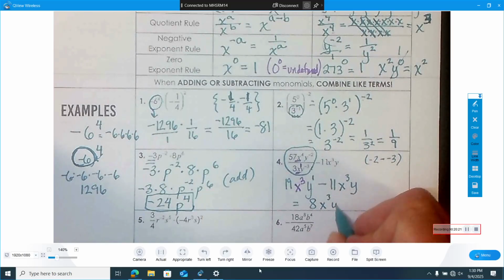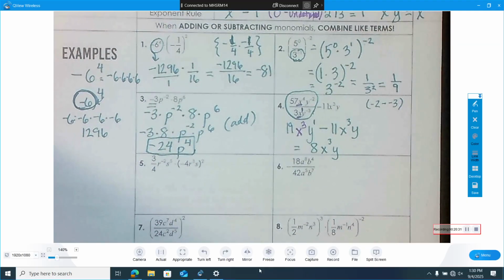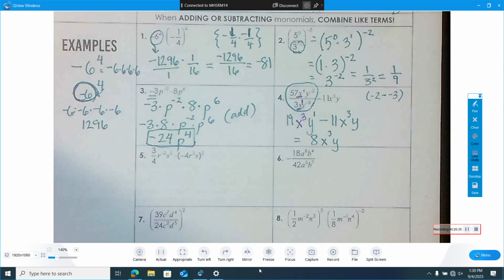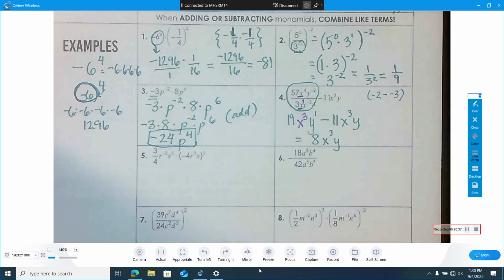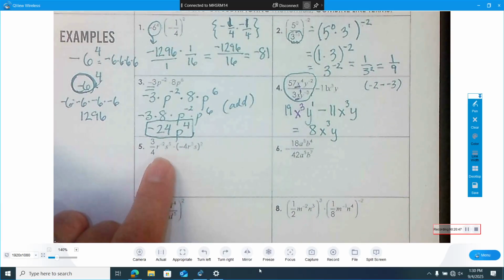8x cubes y. Okay, so that's an interesting one. All right, let's look at number... what one do you want to do next? 5 looks harder to me. Let's look at 5. It doesn't look too bad, that's good.